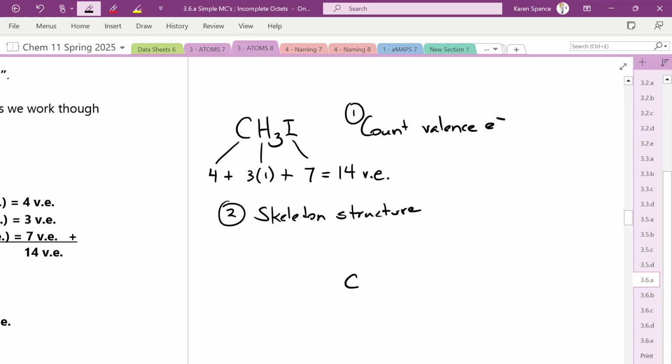And then we simply arrange the other atoms around it as symmetrically as possible. We have 3 H's, and we draw lines to attach them. So we draw a single line for each. So I have a hydrogen, and a hydrogen, 3 hydrogens, and I have 1 iodine. Okay, that's as symmetrical as I can make it. So that's step number 2, draw the skeleton structure. So put your central atom in and then join all the others to it with a single line.